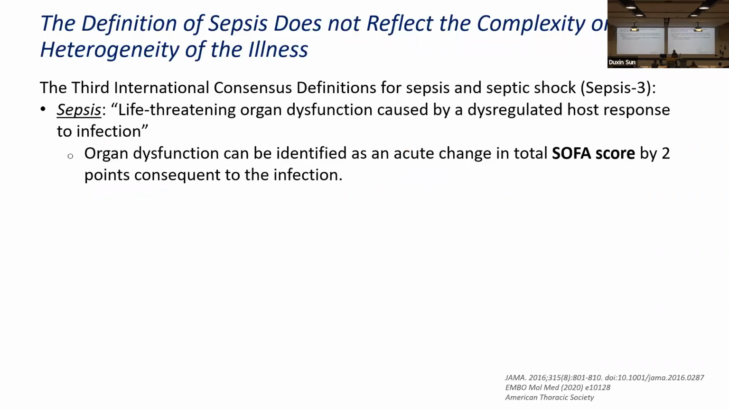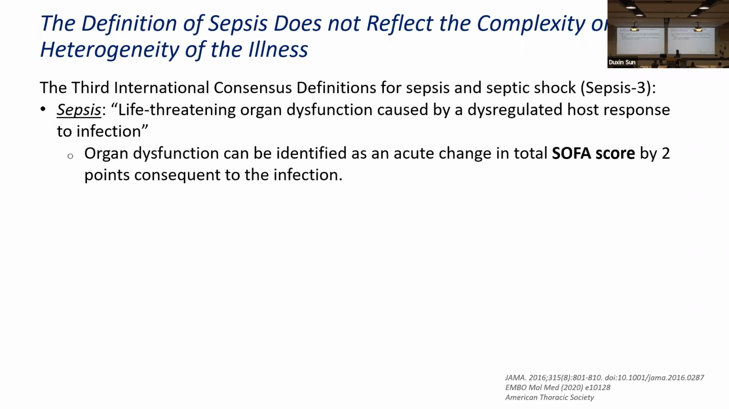So with all that vagary, the definition of sepsis follows suit and is also vague, and it certainly does not reflect the complexity or the heterogeneity of the illness. The third international consensus definition is one of the most commonly used definitions of sepsis, and it defines sepsis as a life-threatening organ dysfunction caused by a dysregulated host response to infection.